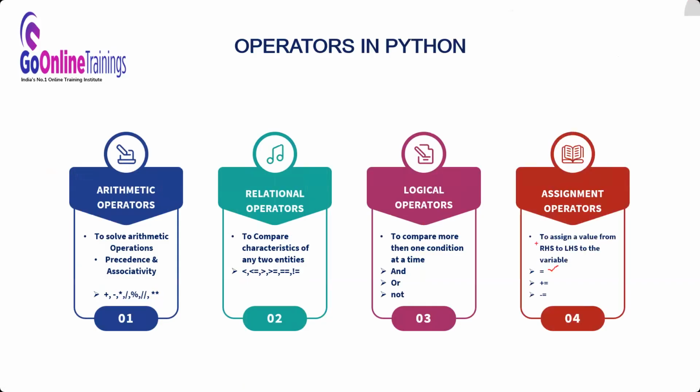Next, assignment operators. The single equal operator is called the assignment operator. It helps us assign a value from the right-hand side to the left-hand side variable. Apart from this, there are the plus equal and minus equal operators, which are called shorthand assignment operators. I'll give you hands-on knowledge about it.